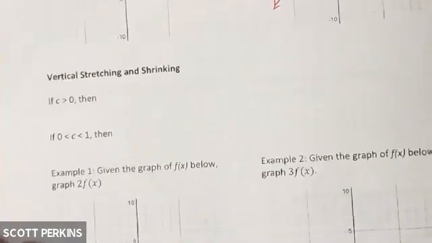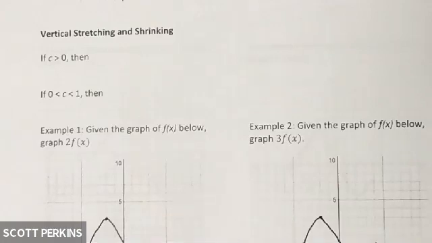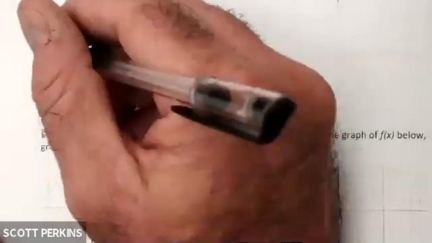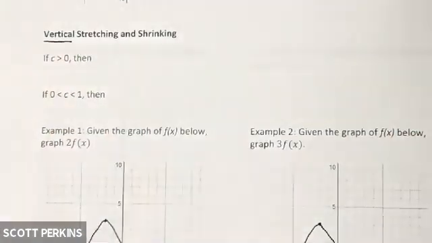All right, well, as I promised last time, we've talked about translations. Now we're going to talk about the things we do to the graphs to change their shape a little bit. So we're going to talk about stretching and shrinking. The first type is going to be our vertical stretching and shrinking.